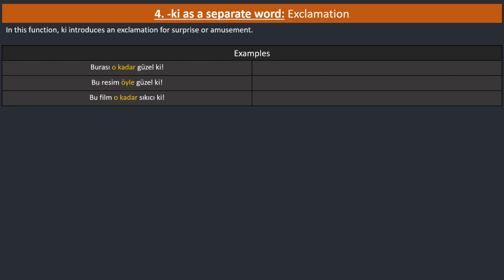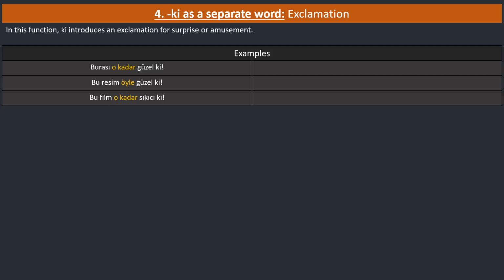Or in the negative way. Bu film o kadar sıkıcı ki. Like, this movie is so boring. And of course we can have more examples. You can try that now. That could be short. You can try saying an exclamation sentence with ki. What do you usually feel surprised or amused about?